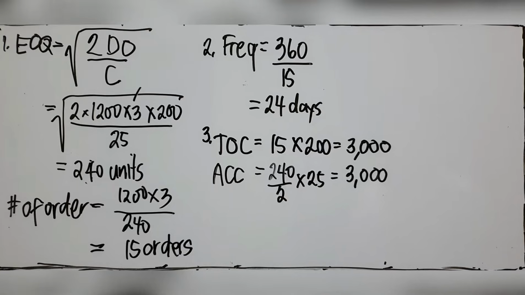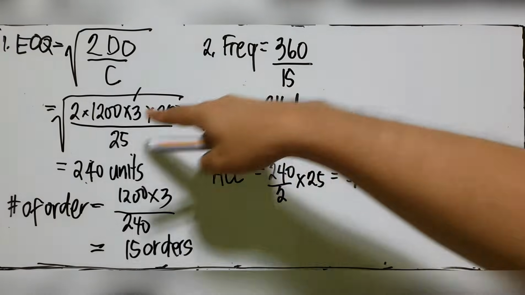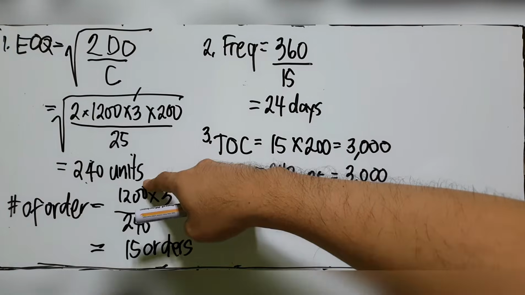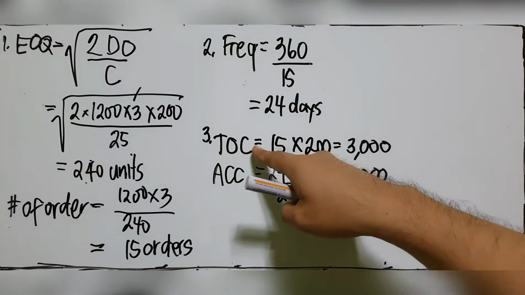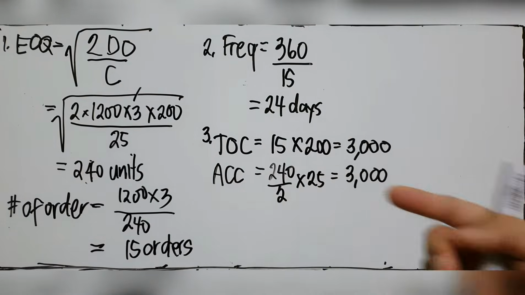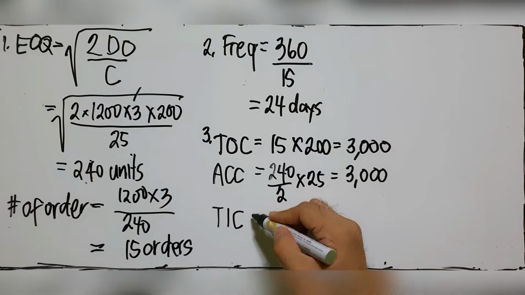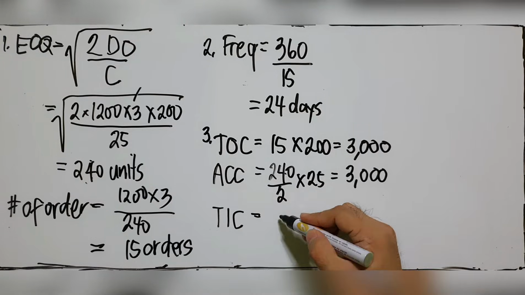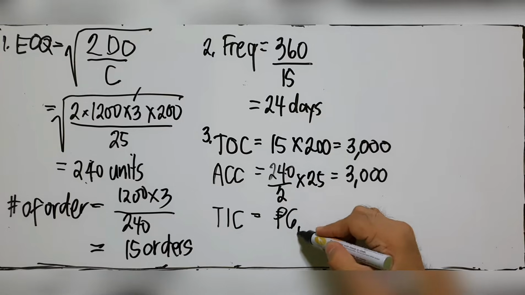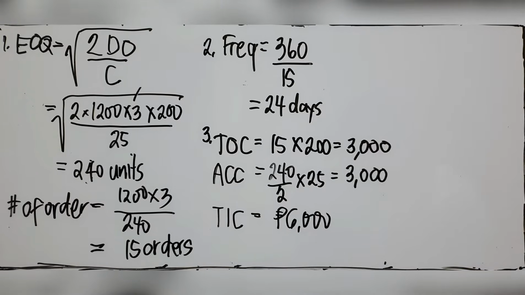We have mentioned a while ago na kapag EOQ yung units na in-order natin, the total ordering cost and annual carrying cost would be equal. So therefore, to answer the question, the total inventory cost is 6,000 pesos. So that's our answer in number 3.